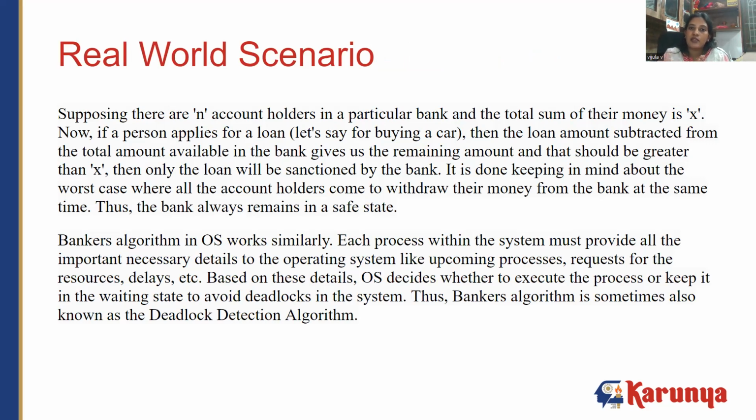I'll give you a comparison with a real world scenario, so that you can understand what really happens in the operating system. Suppose we have n account holders in a bank, and the total sum of their money is X. If a person applies for a loan, then the loan amount subtracted from the total amount available in the bank gives the remaining amount, and that amount should be greater than X. Only then will the loan be sanctioned in the bank.